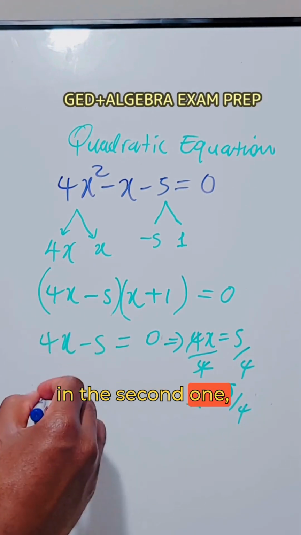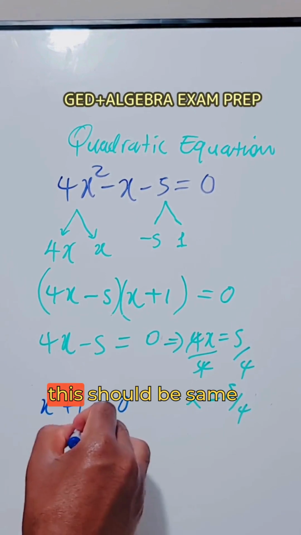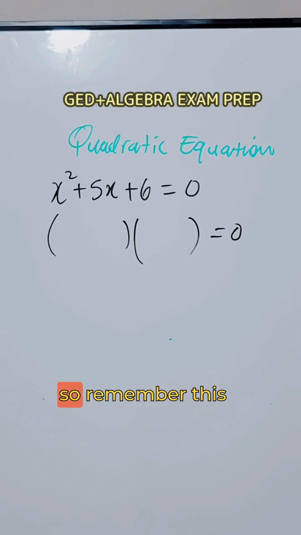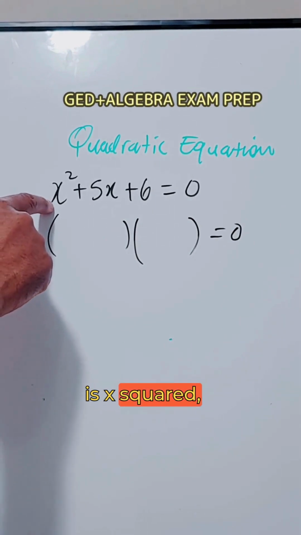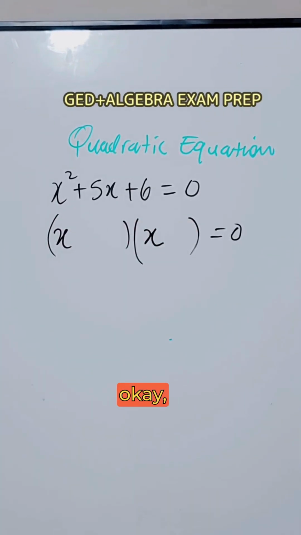All right, in the second one, we have x plus 1 is equal to 0. So this should be simple. x is -1, right? So remember, this is x squared, right? So I write one x here and another x here.